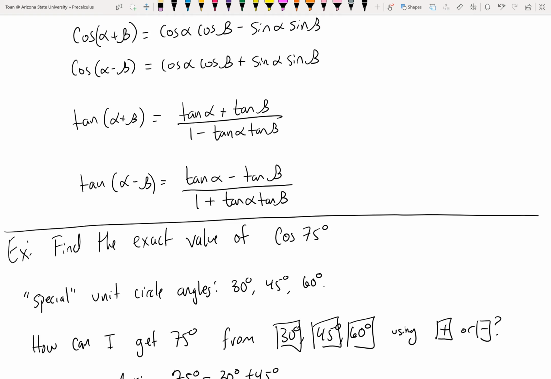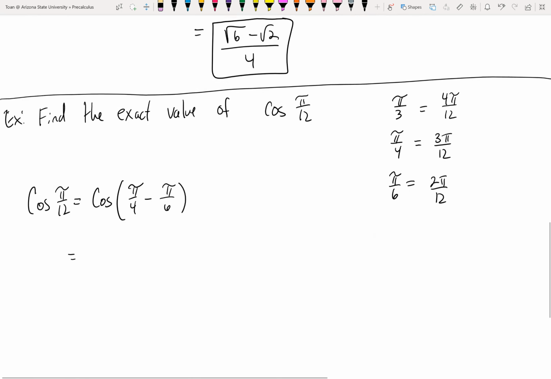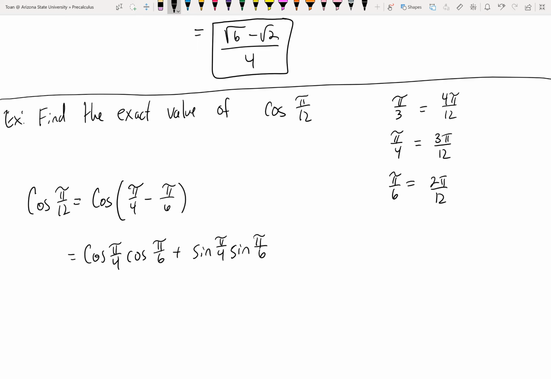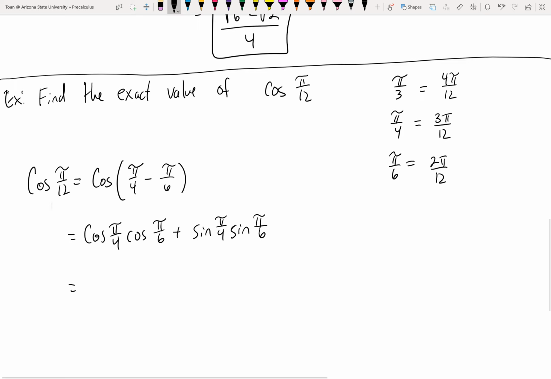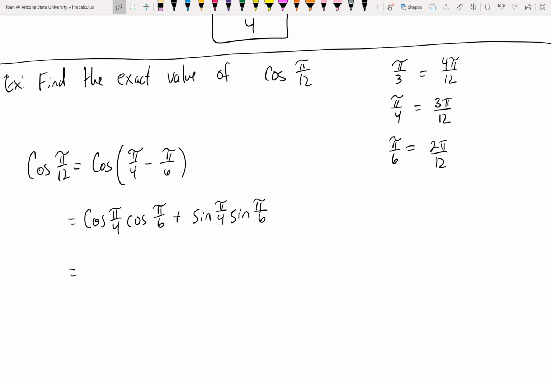I'm going to use the terms first guy, second guy. So according to the pattern, this equals the cosine of the first guy times cosine of the second guy plus sine of the first guy times sine of the second guy. And then you just evaluate. Since these are special unit circle angles, I expect you to know what to do.